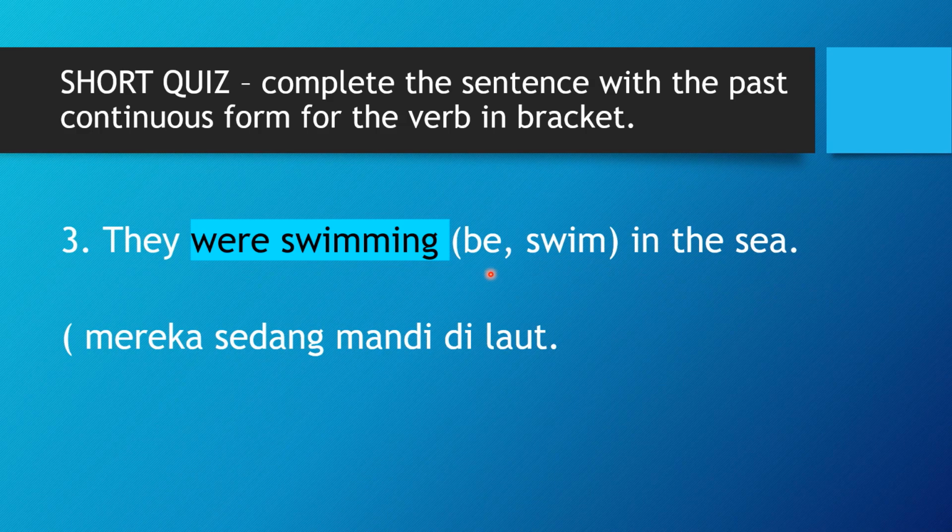Okay, be we change to were because they is a plural subject, and swimming we spell with a double m because it's a one syllable verb with a vowel and m at the end. Okay, so it's swimming. They were swimming in the sea.